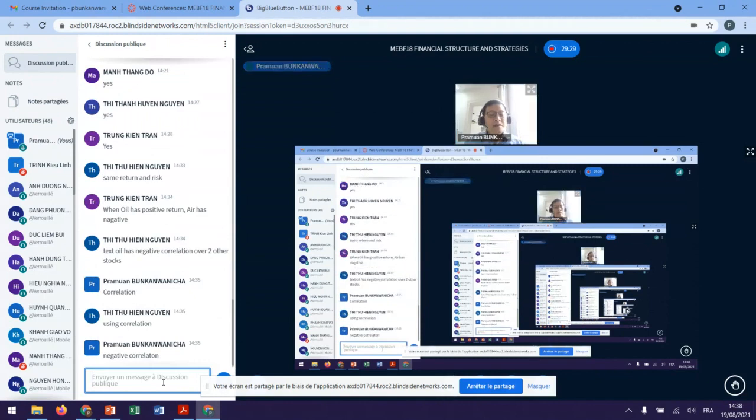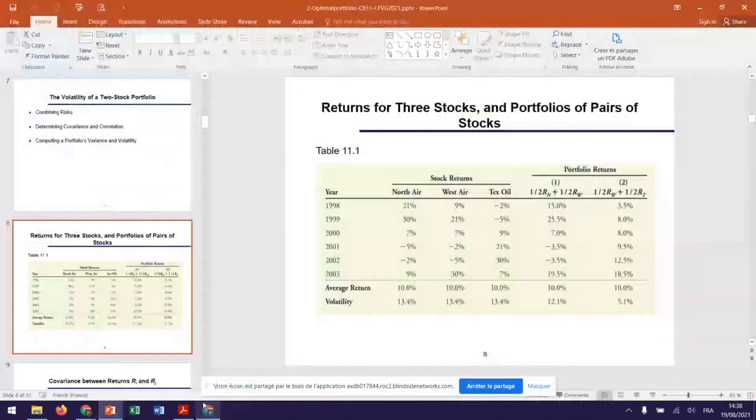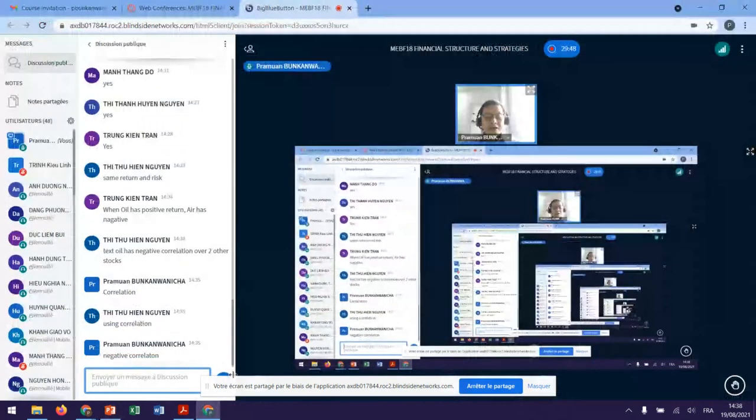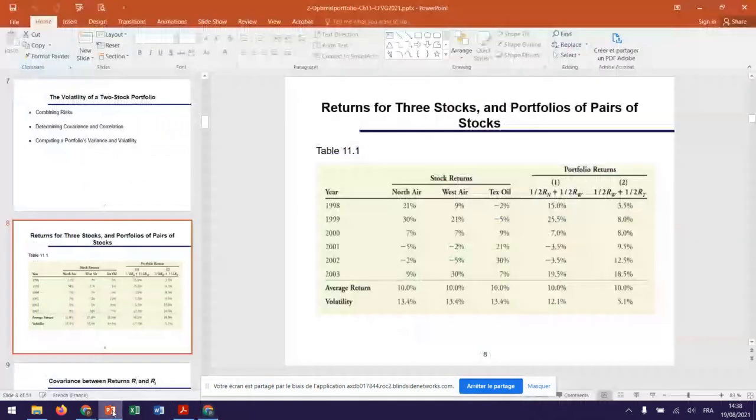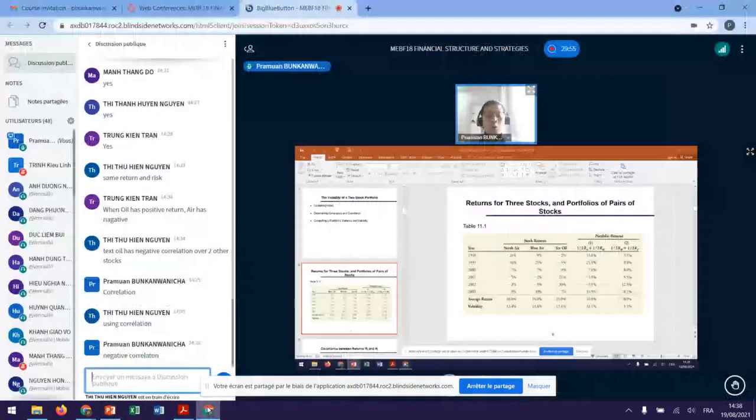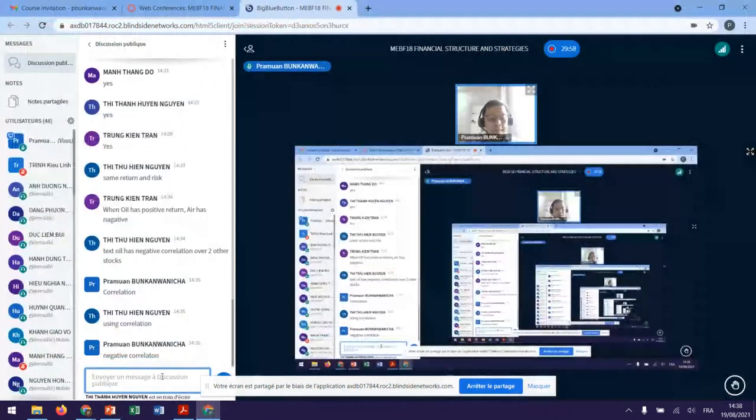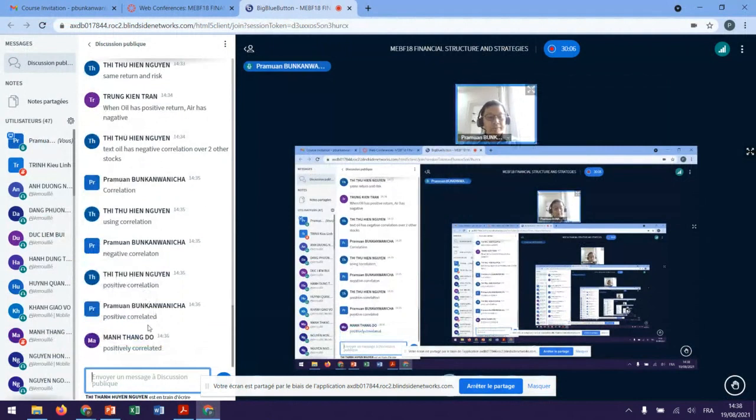Between Tex Oil and the other two stocks, and between the two airline stocks, what do you observe? When one is going up, the other is going up. When one is going down or negative, the other is going down. How do we call this correlation? We call that the North Air and West Air returns are positively correlated, right? Okay, positively correlated.